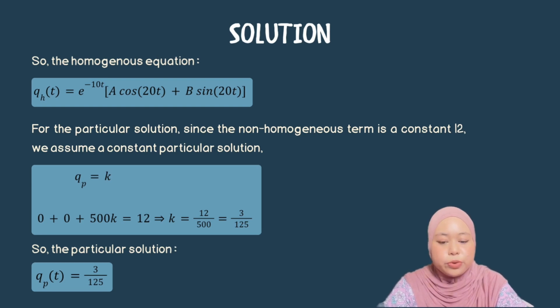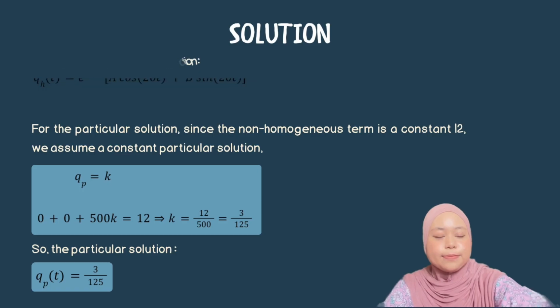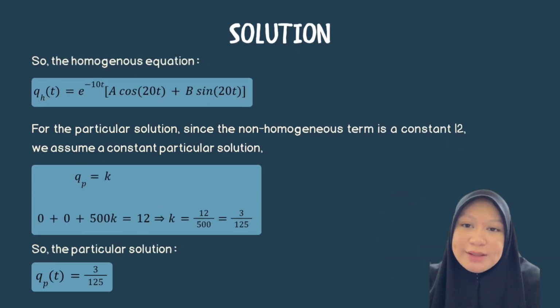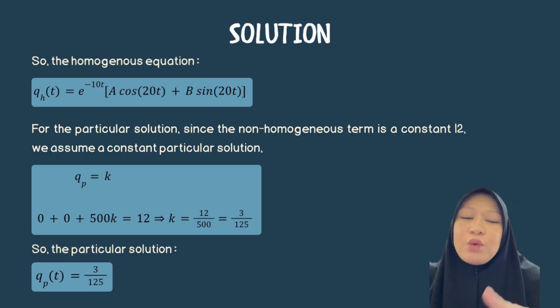Now we move on to the particular solution. For the particular solution, since the non-homogeneous term is a constant 12 volt, we assume a constant particular solution Qp equal to K. Substitute K into the previous equation and then we get 500K equal to 12. Then, after we simplify, we get K equal to 3 over 125. So, the particular solution is equal to 3 over 125.